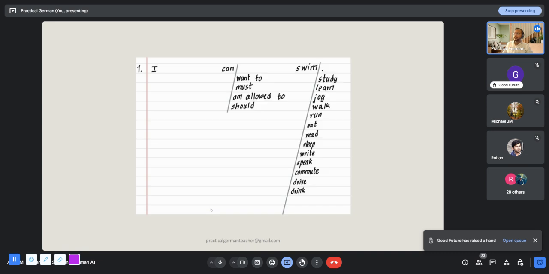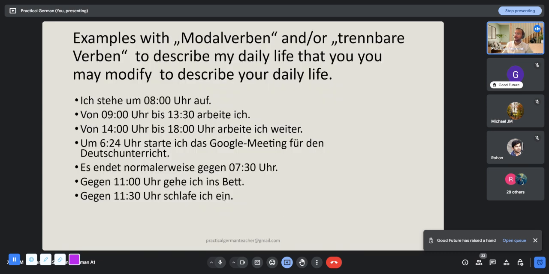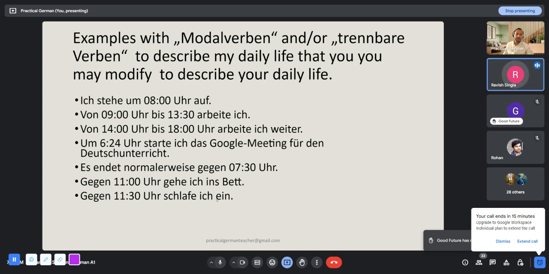Anyone knows the difference between schlafen and einschlafen? Any guesses? What do you think it means? Schlafen versus einschlafen? Come on, no one? No one wants to try as well? Schlafen is sleep. I'm just guessing, Rohit. Yeah. Schlafen is sleep.